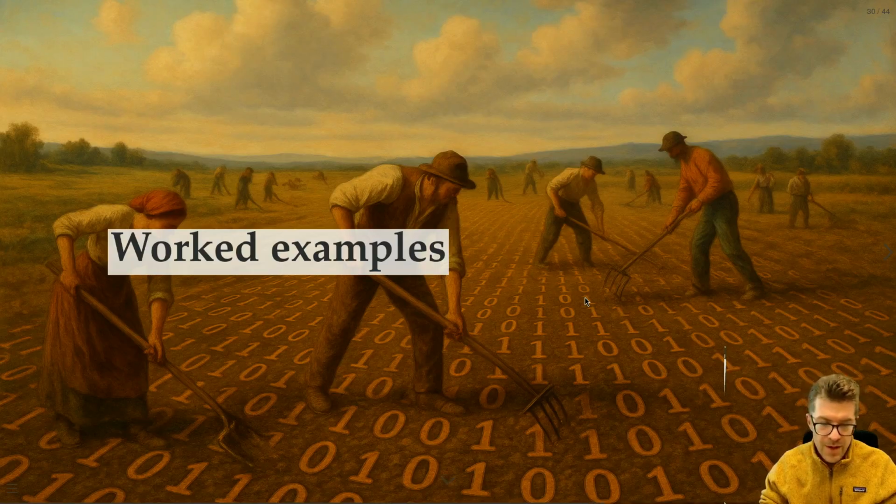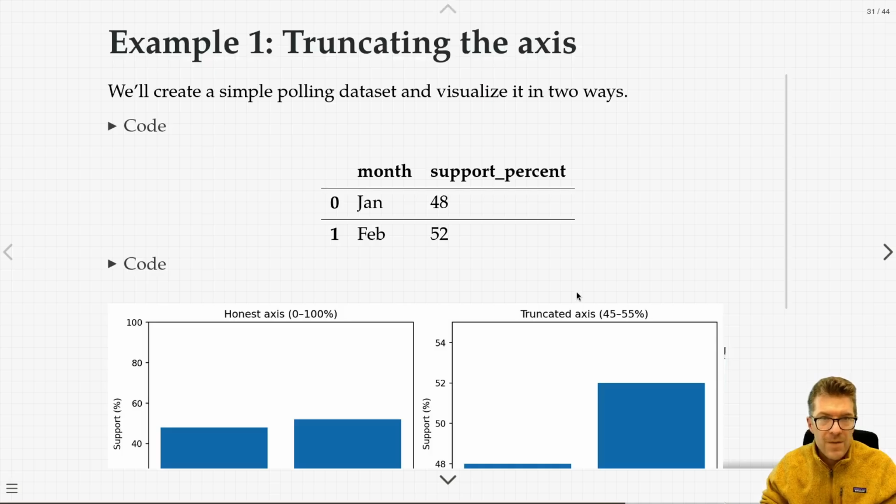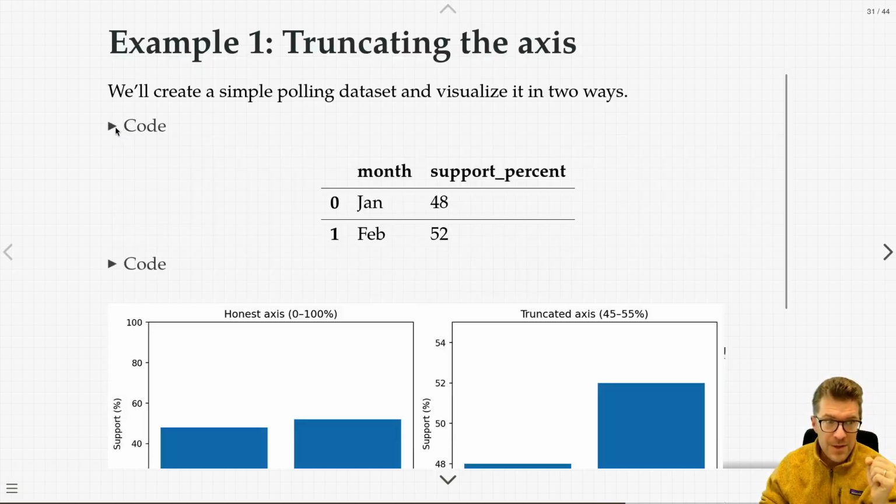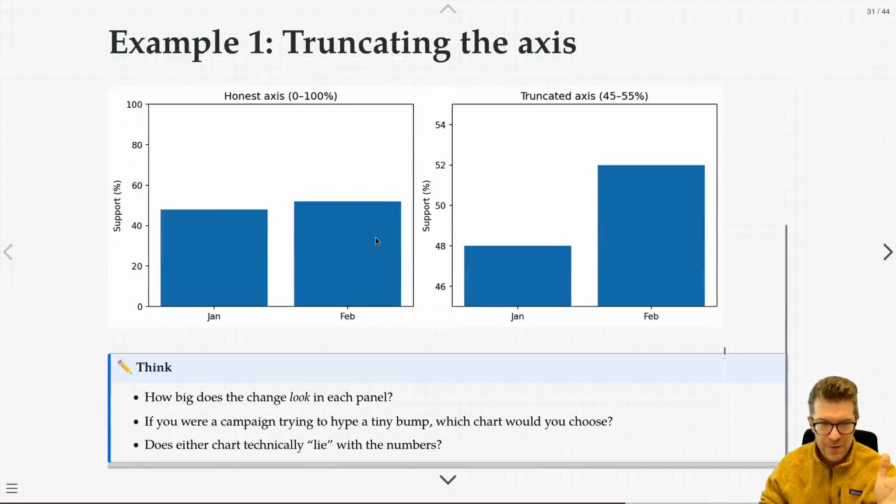So I want to work through a couple of examples with some code for you to play around with as usual. The first one just goes back to the truncating the axis question. So here we have some polling data from a few months. We only have two samples here. In January, the polling was at 48%, and then it's at 52%.